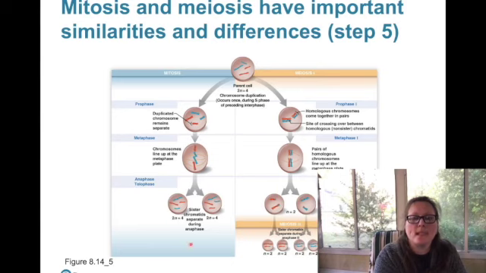So notice diploid, haploid. So let's see, 2n equals 4, n equals 2. 2n equals 4. So this ends up exactly the same as here. This one splits up to 4 totally different things.